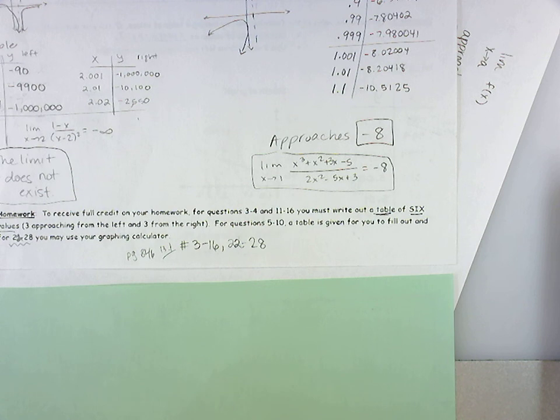For your homework, you should be making your table of your 6 values. For 5 through 10, the table's given for you to fill out, and then you can use your graphing calculator for some of those as well.